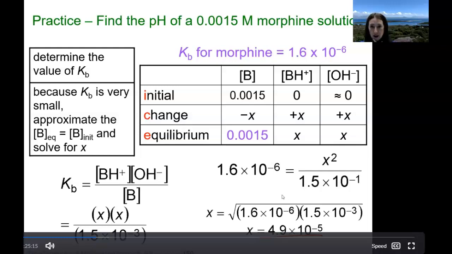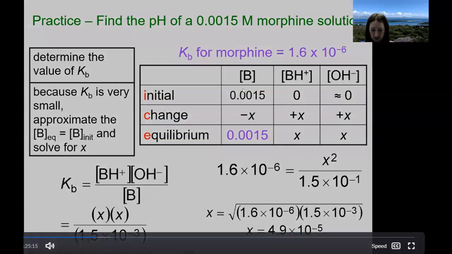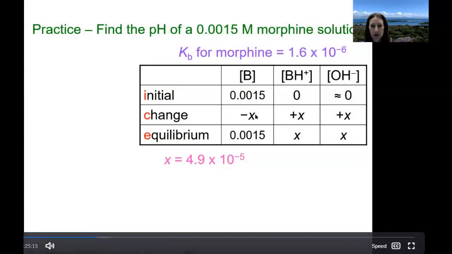We need to check if X is small next. Next step. Is this change, did this decrease by less than 5%? I say it will, but it might be kind of close. So we take our X and we divide it by this original concentration.